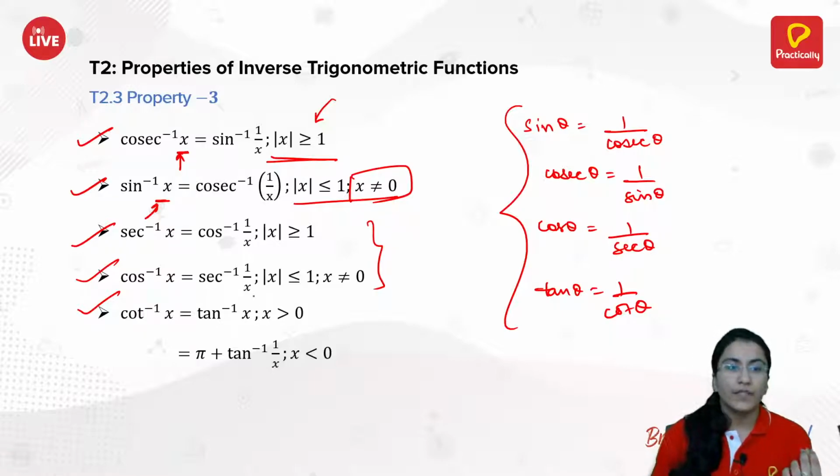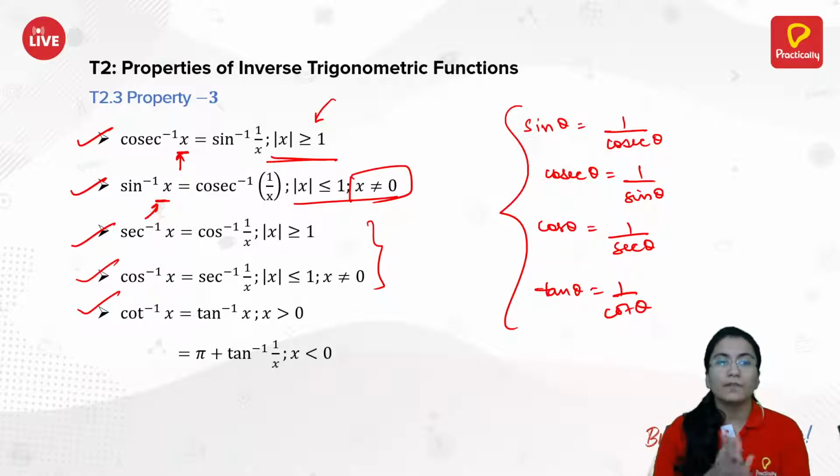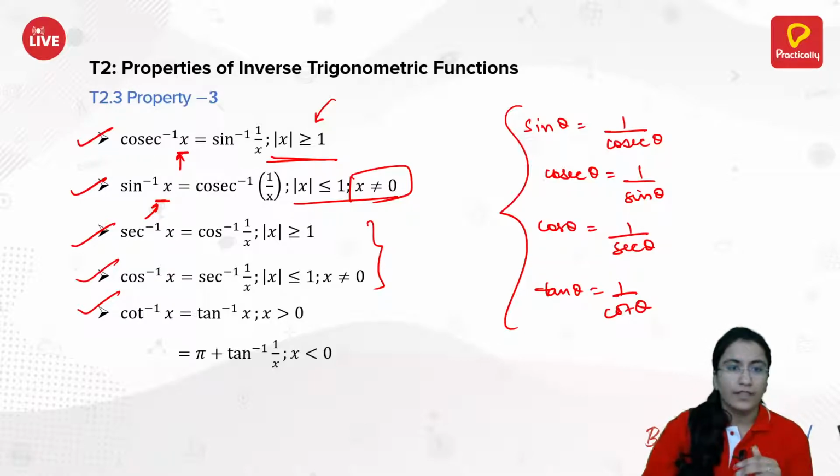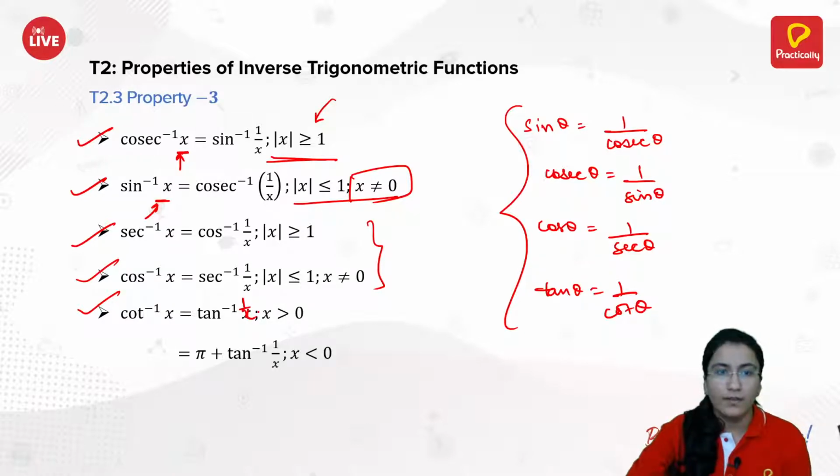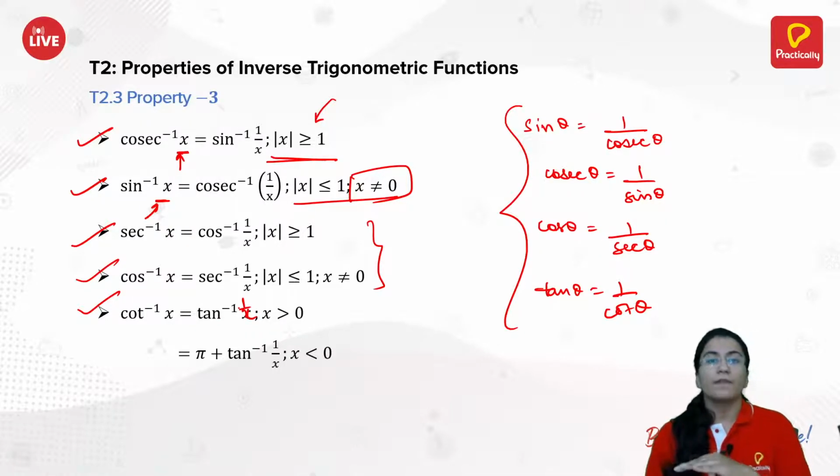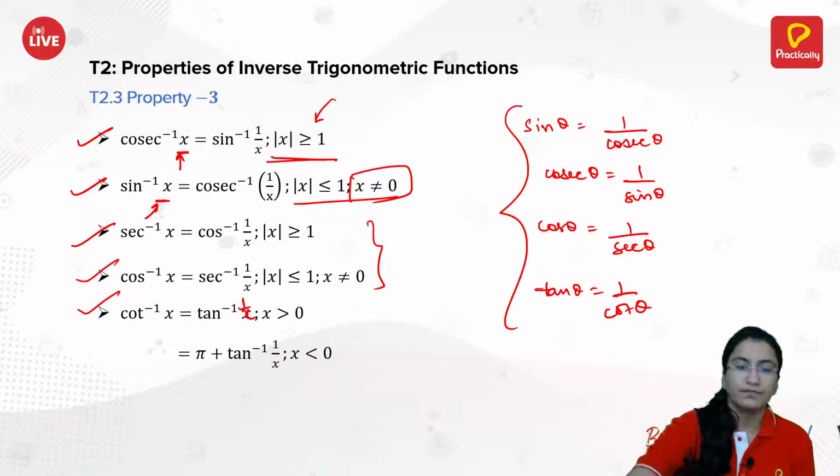How can you remember cot? If you have tan inverse of x, if you input the value of x as positive, here you will have 1 by x. I'm sorry, it would be 1 by x. If you have x as positive, then you have tan inverse of 1 by x as cot inverse x. But if you have x on the negative side, then you need to add pi to it, right?